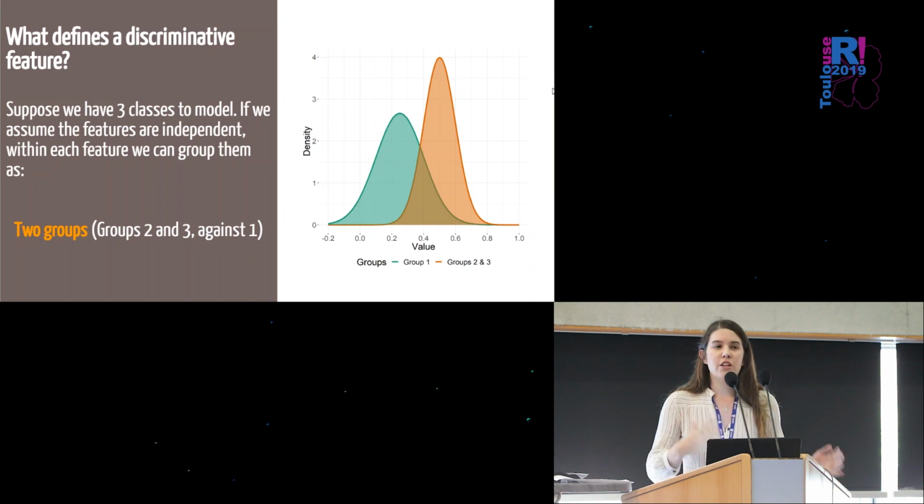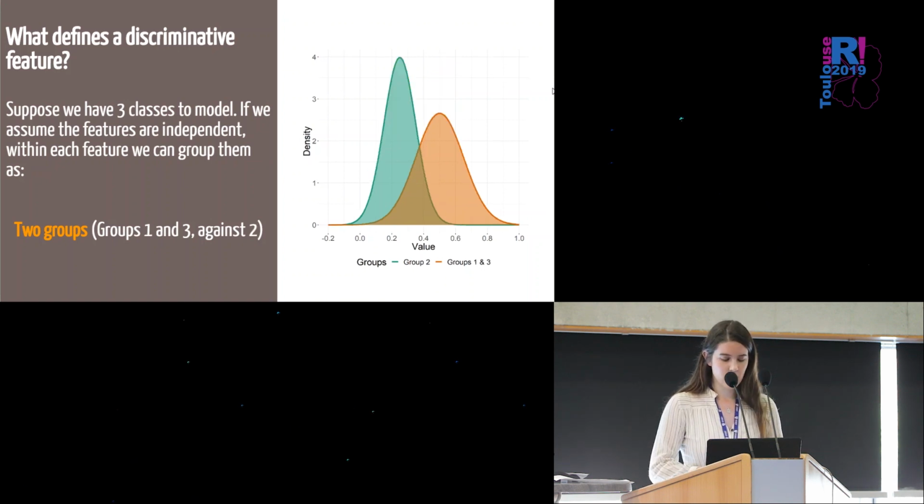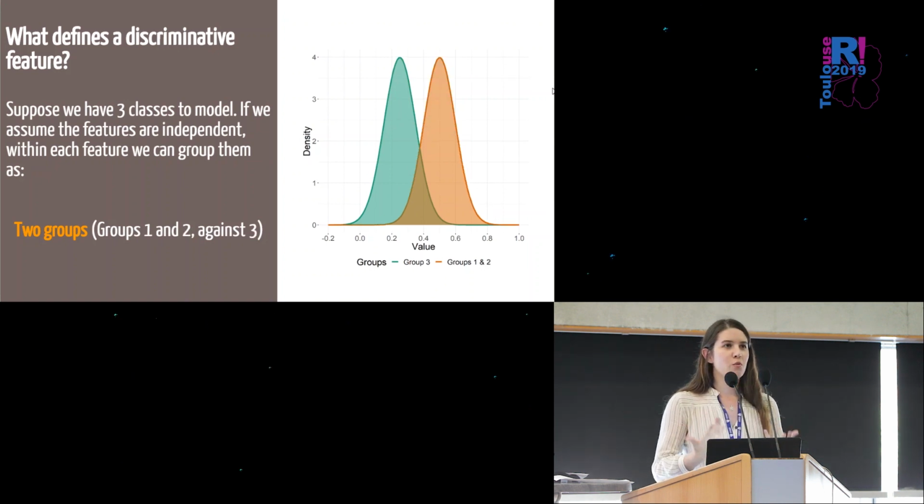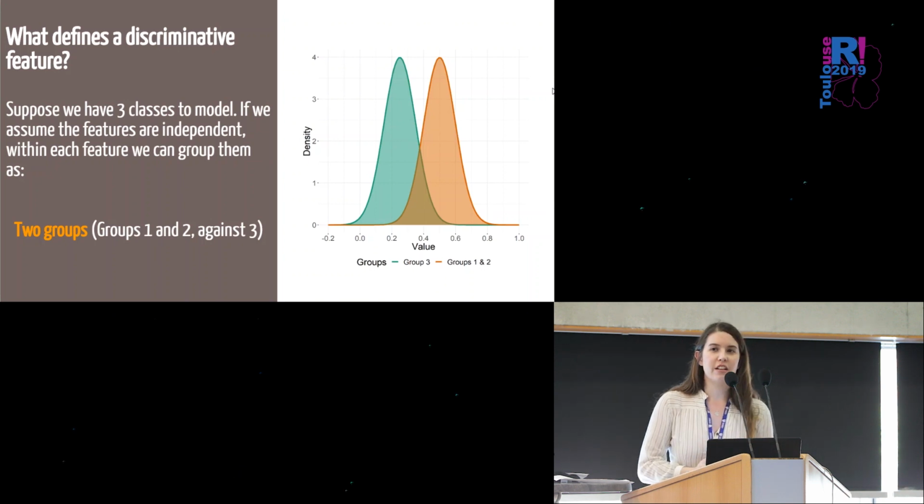We can also model them by 2 groups. So we have one against the rest kind of features. We could have groups 2 and 3 grouped together against class 1. We could have groups 1 and 3 grouped together against class 2. Or we could have groups 1 and 2 grouped together against class 3. So there are 3 separate ways you can group the features into 2 groups.